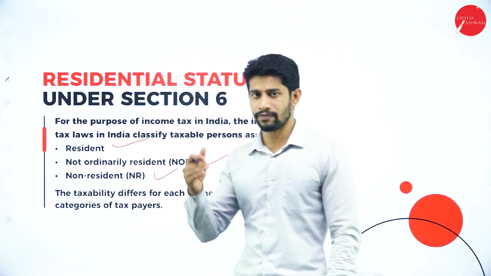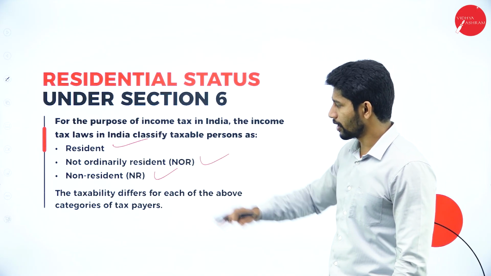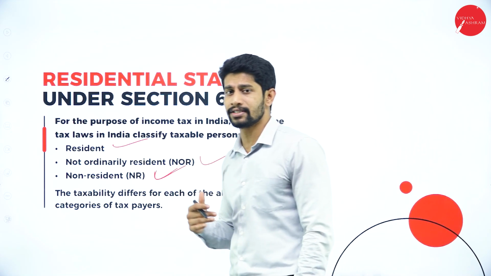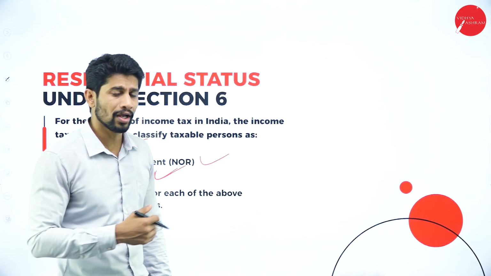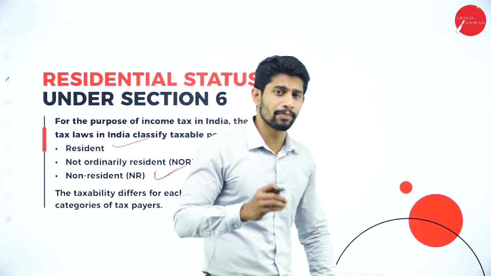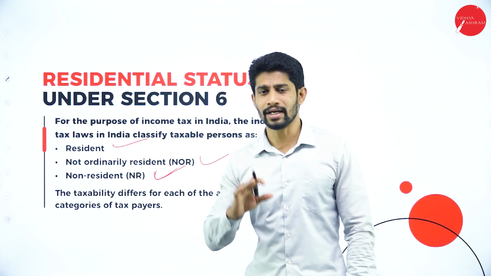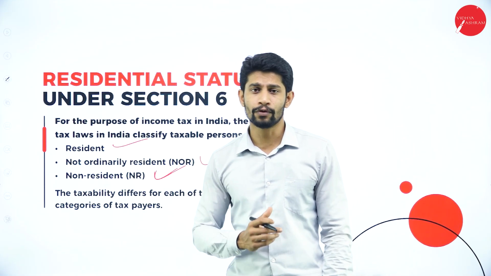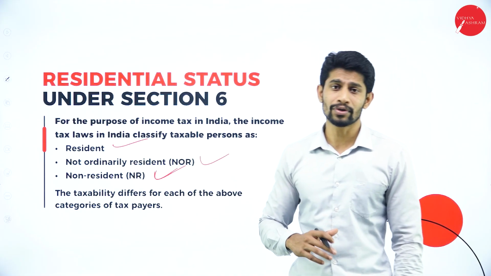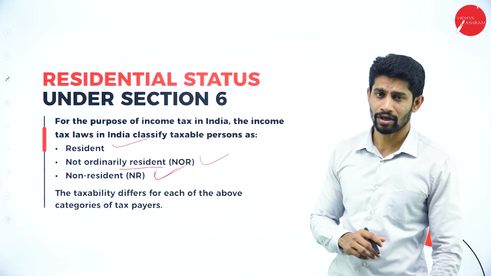So under residential status of an individual, we have three categories: resident of India, not ordinary resident of India and non-resident of India. How do we determine whether a person is a resident, not ordinary resident or non-resident? To determine the residential status of an individual under section 6 of the Income Tax Act 1961, we have a set of rules and regulations. Based on how an individual fulfills the conditions, we decide whether they are resident, not ordinary resident or non-resident of India.